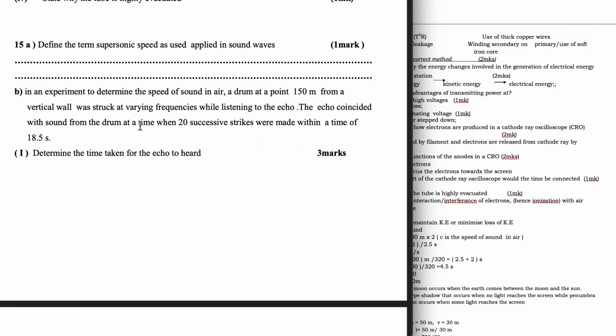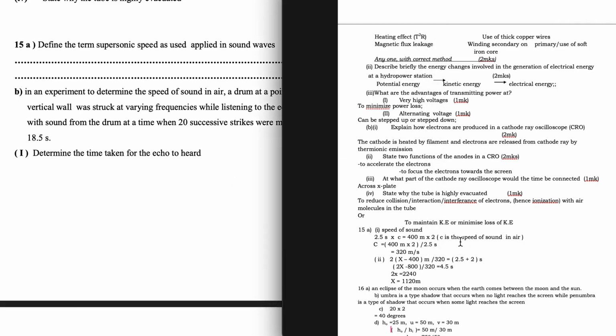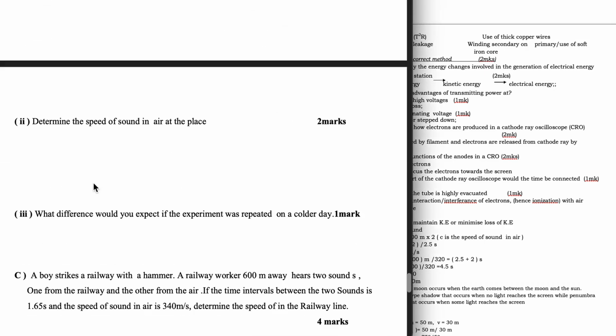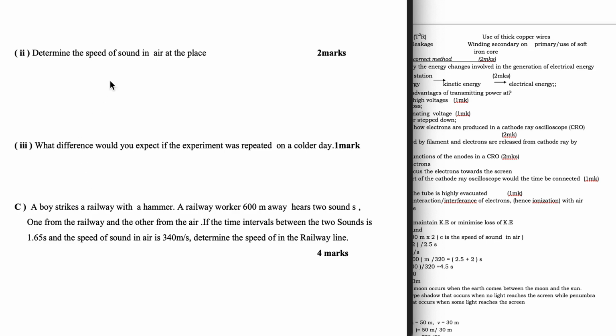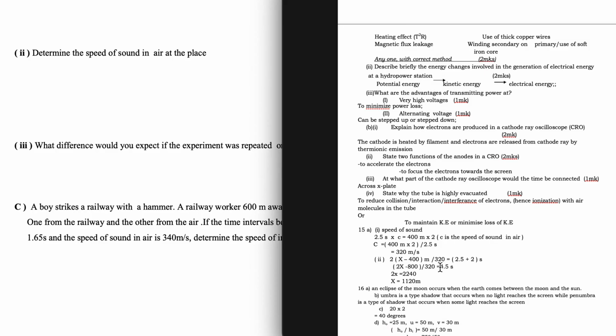with sound from the drum at a time when 20 successive strikes were made within a certain time. Determine the time taken for the echo to be heard. Determine the speed of sound in the air at the place. This is how you determine it.